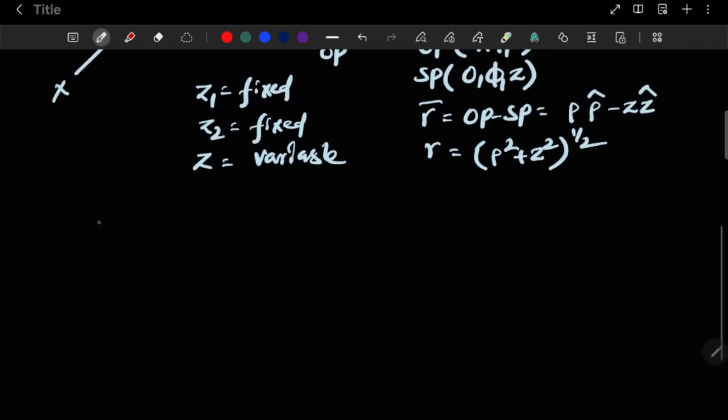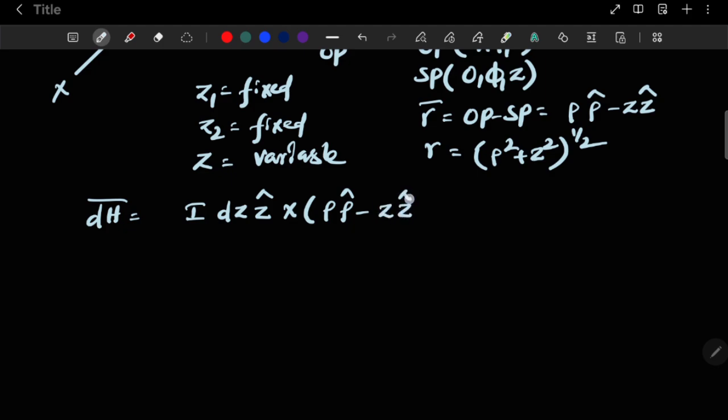So what we will get? dH bar is equal to I, dl bar, which in the vector form I'm writing as dz into z cap, multiplied with the r bar, that is rho rho cap minus z into z cap, by 4 pi magnitude of r cube. So that is rho square plus z square power 1 by 2 is the r. It is having cube, that means 3 by 2.